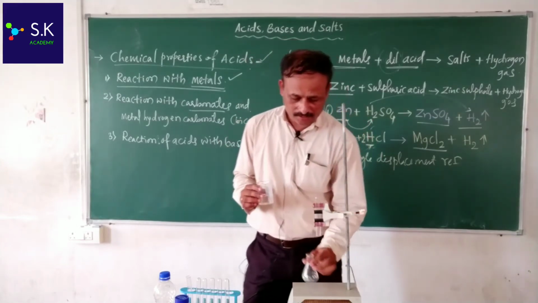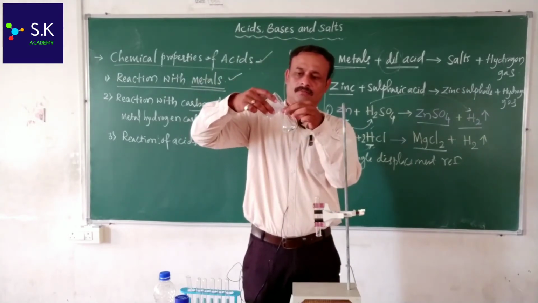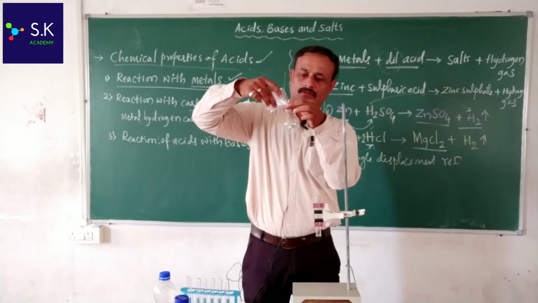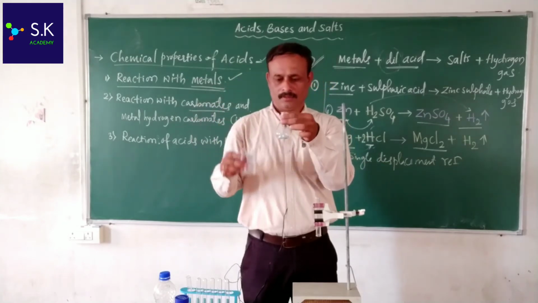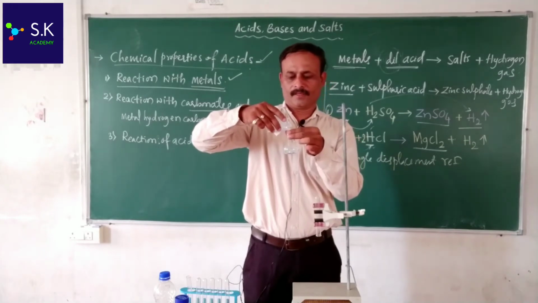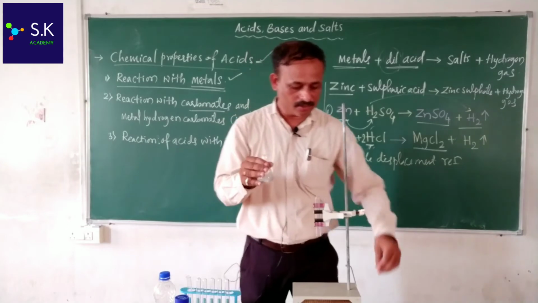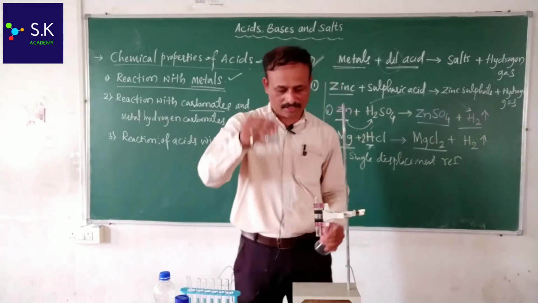I will add sulfuric acid to the zinc granules. When I add this zinc granule, the reaction starts. The bubbles are coming, so that is the production of hydrogen gas. I am going to collect that hydrogen gas in this test tube.